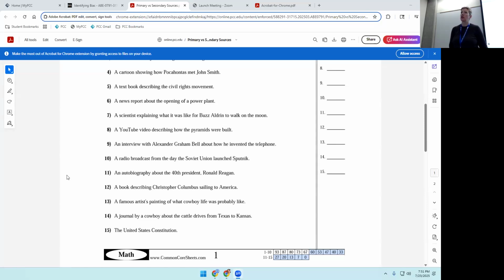Number 12, a book describing Christopher Columbus sailing to America. Secondary. 13, a famous artist's painting of what cowboy life was probably like. Unless it was the cowboy out there painting his own experience, that could be primary. But just imagining what cowboy life was probably like is going to be secondary. Good guess though. How about a journal by a cowboy from the cattle drives to Texas? That's a primary one. And the United States Constitution. That's primary. Excellent. Everybody's got that.